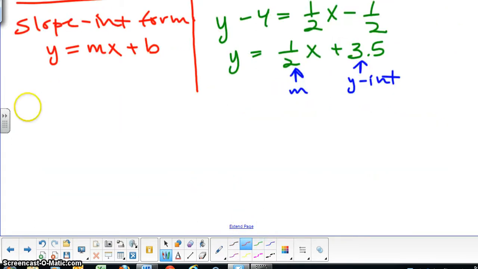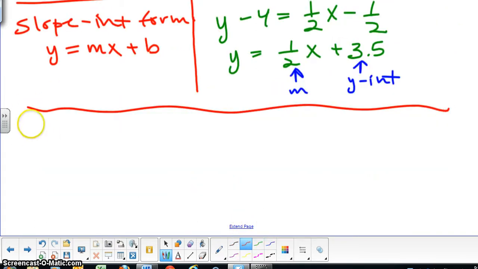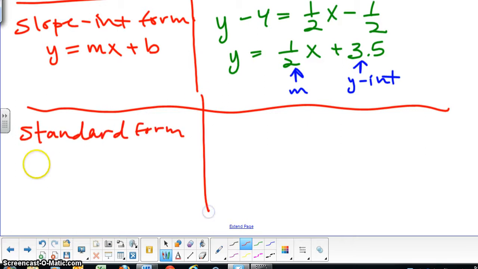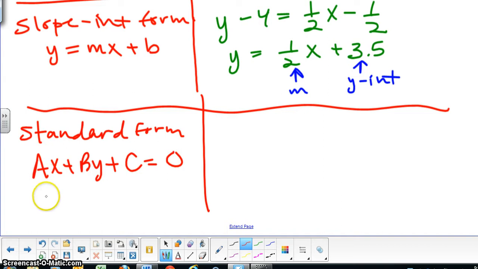Okay, and the third type is called the standard form. The standard form is ax plus by plus c equals 0. And a, b, and c cannot be fractions. And I'll show you how to get rid of those as well.